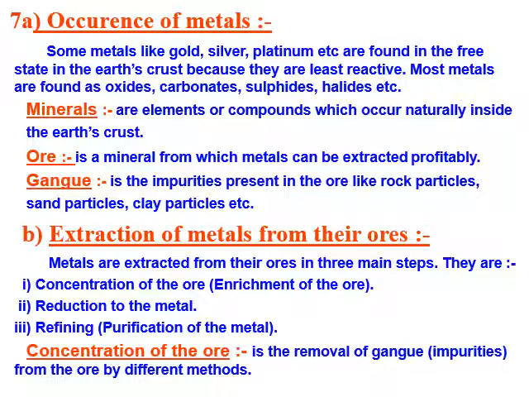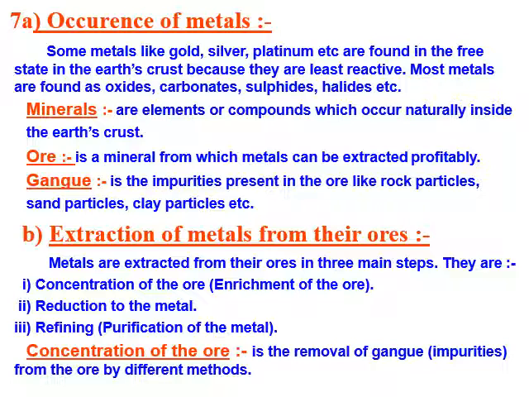Occurrence of metals. Some metals like gold, silver, platinum, etc. are found in free state in the earth's crust because they are least reactive, or they are noble elements. Most metals are found in oxide, carbonate, sulfide, halide forms, etc. Minerals are elements or compounds which occur naturally inside the earth's crust. Ore is the mineral from which metals can be extracted profitably, and gangue are the impurities present in the ore, like rock particles, sand particles, clay particles, etc.